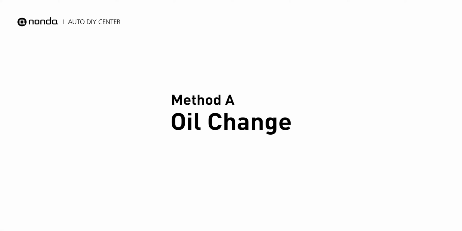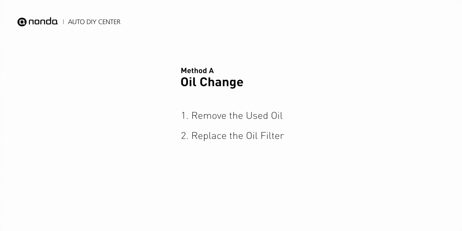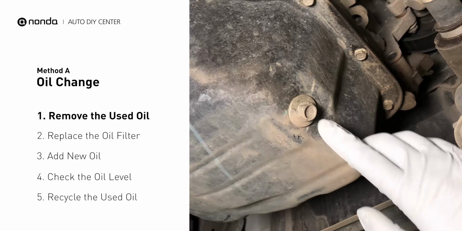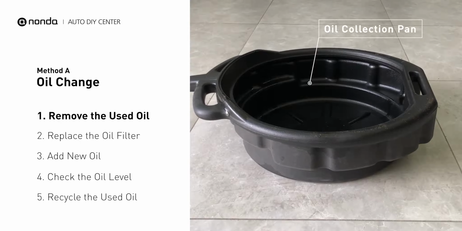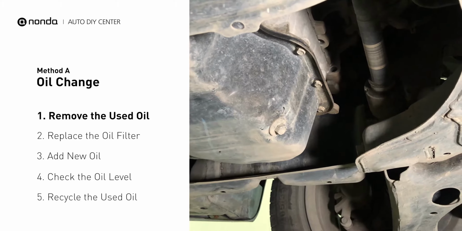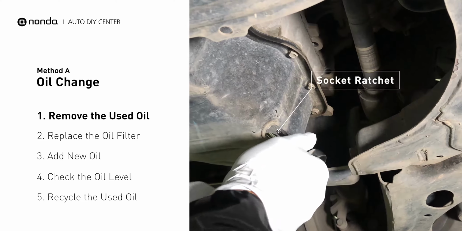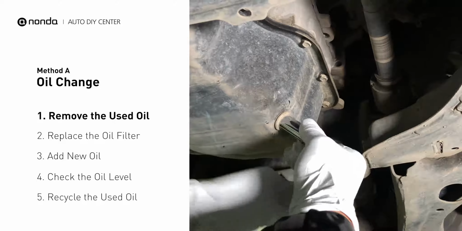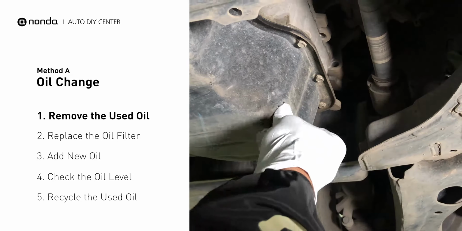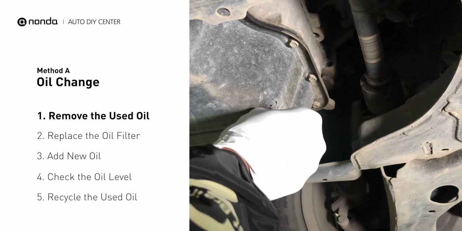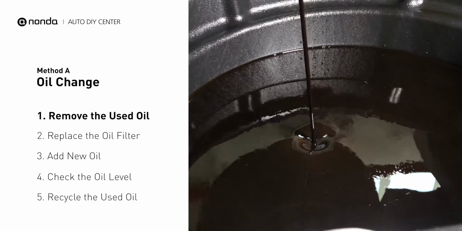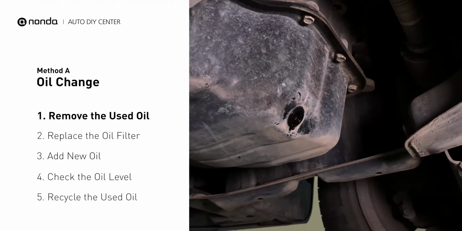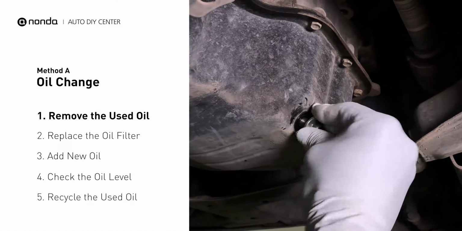Method A. Oil change. Locate the oil drain plug on your vehicle and place an oil collection pan underneath it. Use a socket ratchet to remove the plug from the oil pan on your vehicle. Once the plug is removed, the oil should start flowing out into your collection pan. Once all the oil is drained, replace the drain plug and tighten it back on.